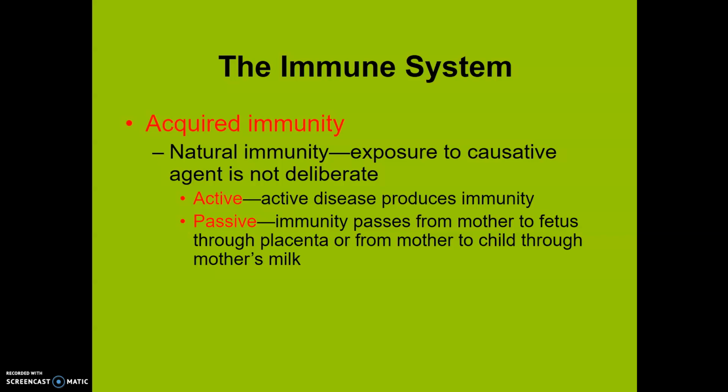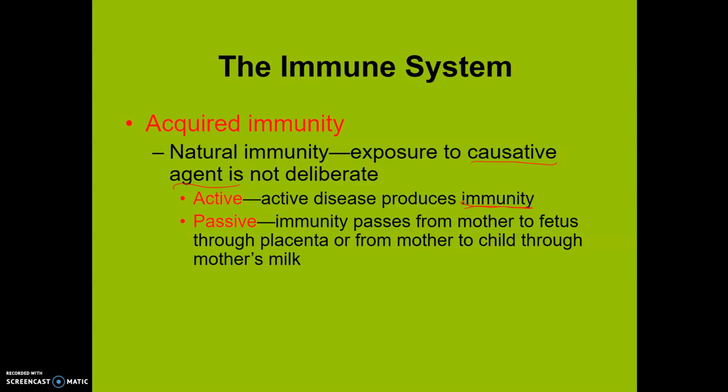Okay, so we're now going to move on to acquired immunity. This is the immunity that we get to things in the environment that we're exposed to, what we're going to call a causative agent. This is not a situation where you've gotten a vaccination. This is a situation where you're exposed to somebody else with a cold. It is an active process by which the disease actually gives you immunity.